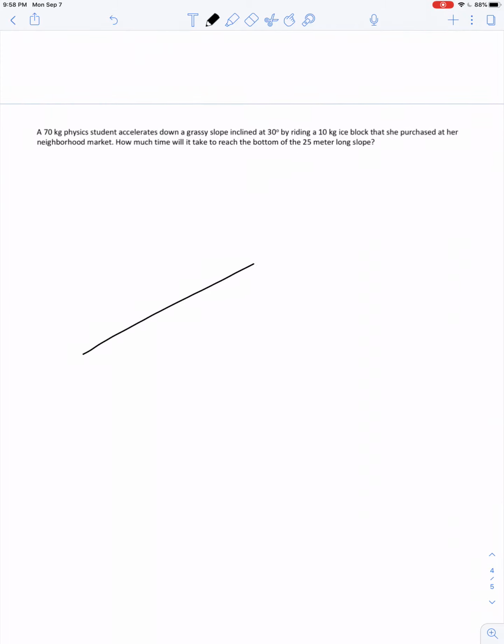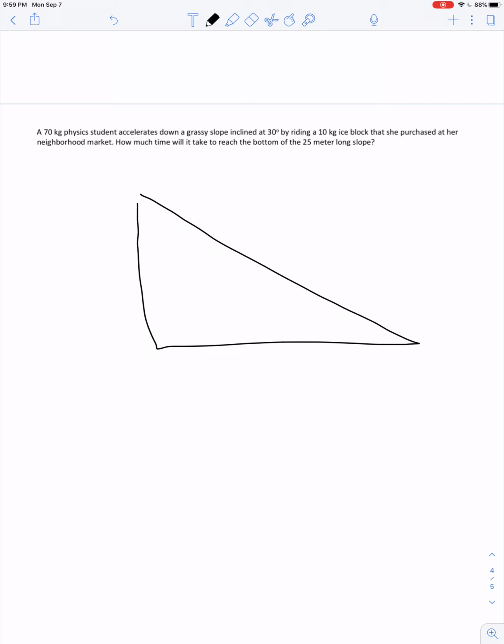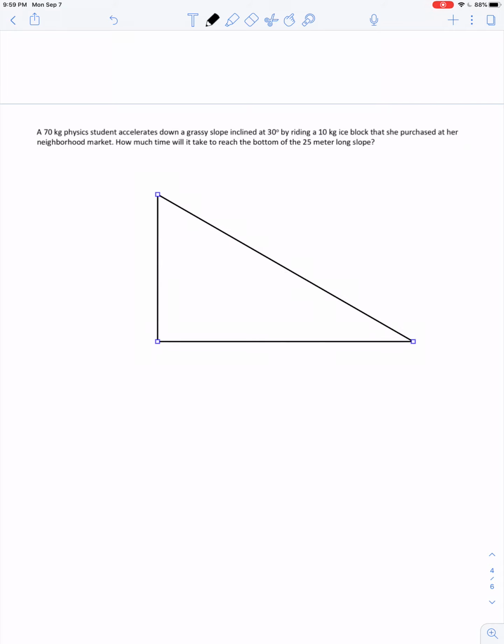Last problem. Well, wait a minute, we've done all our inclines the same way. Is it any different if the incline runs in this direction? I should think not. So just for the sake of it, let's draw the incline angled the other way. A 70 kilogram physics student goes down a grassy slope by riding on an ice block.